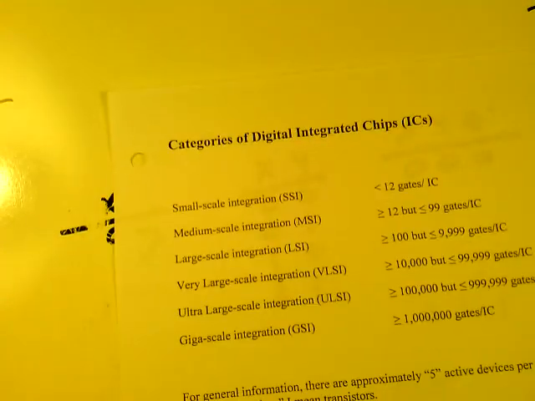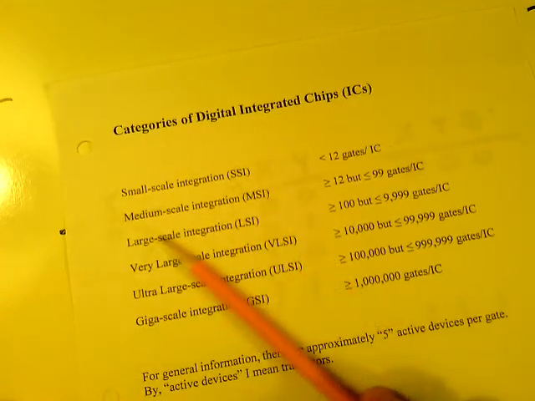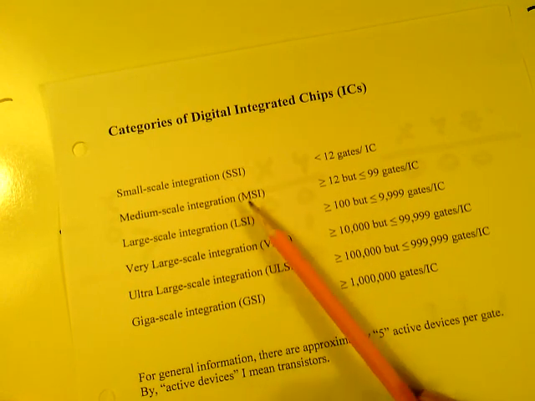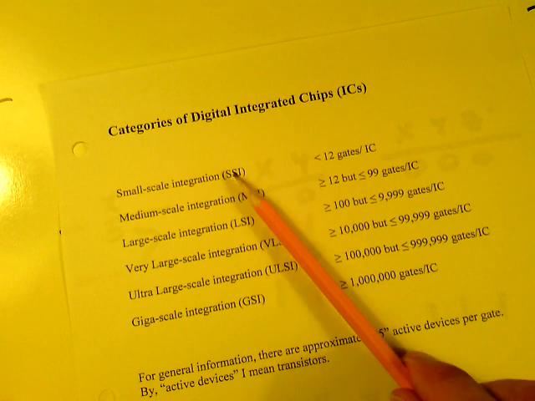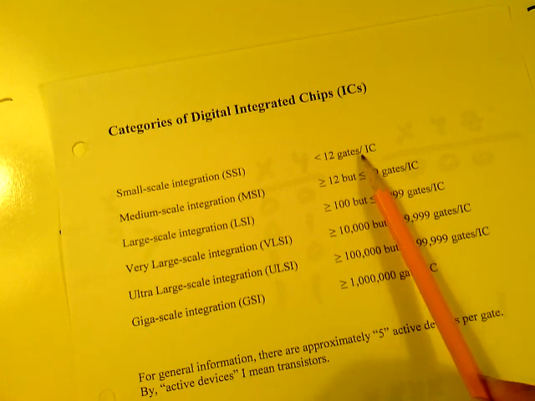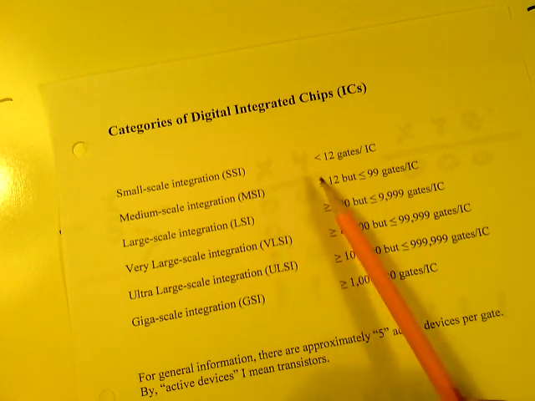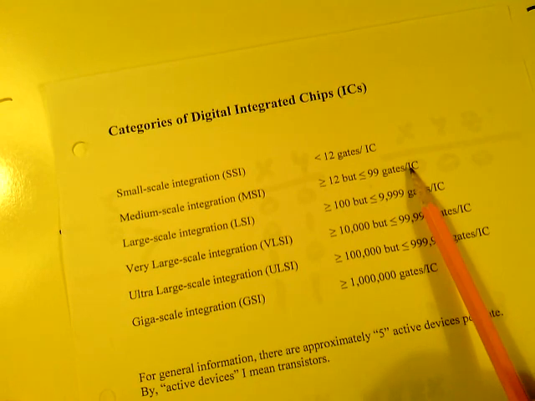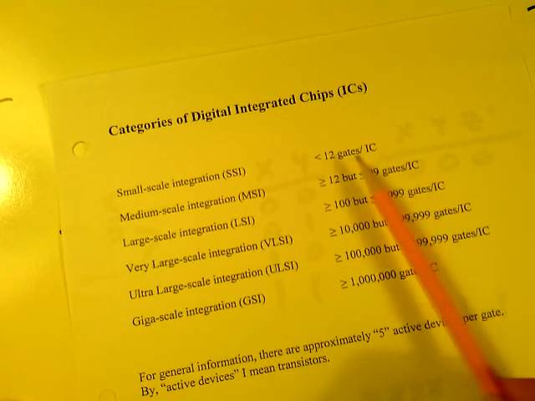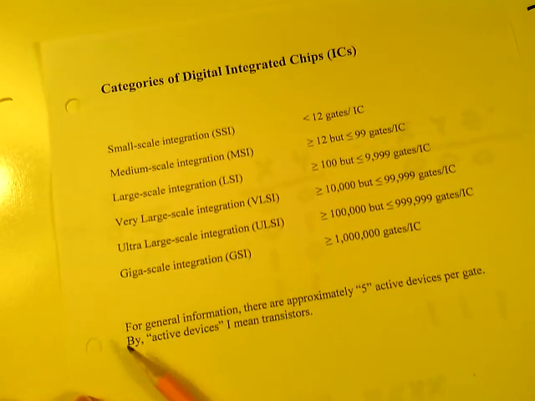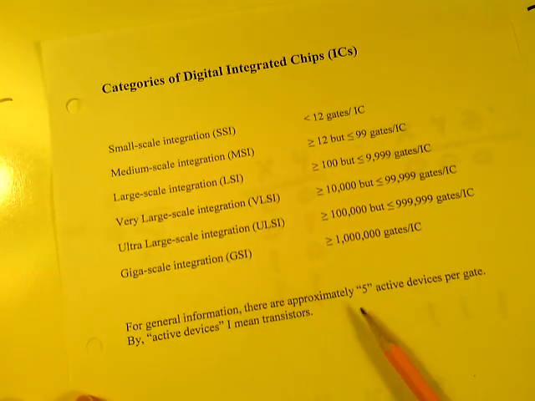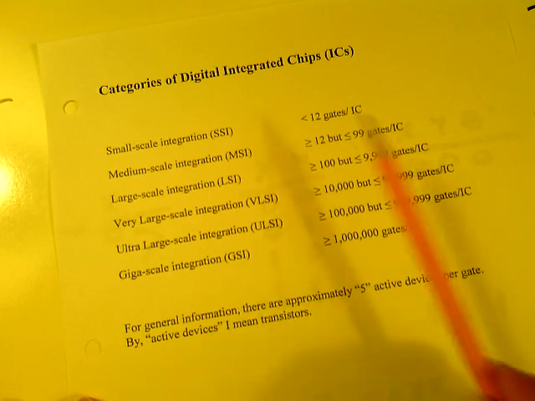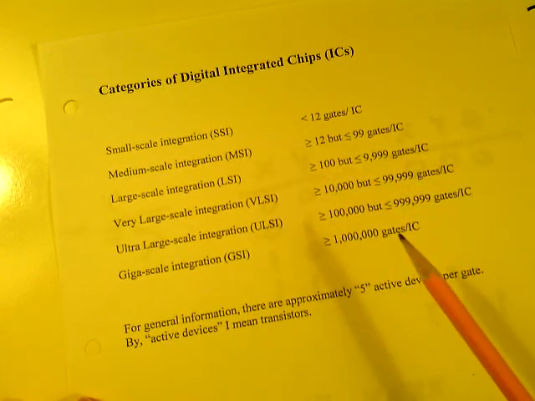And then the last page we're going to look at in this lecture is small-scale integration and medium-scale integration. This is what we're going to be working with this semester, these 2 here. Small-scale integration is less than 12 gates in an IC, an integrated circuit package. Medium-scale integration is greater than 12, but less than or equal to 99 gates in the integrated circuit package. And even though you don't know what ICs or gates are right now, for general information, there are approximately 5 active devices per gate. And by active devices, I mean transistors. So just multiply these numbers by 5 if you want to know how many transistors we're talking about.